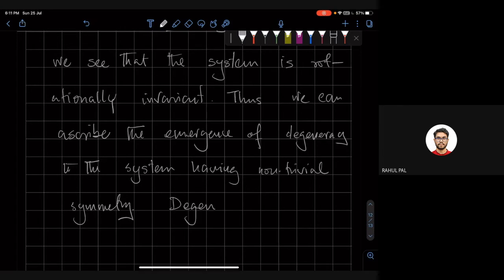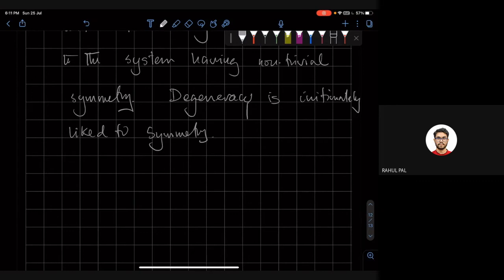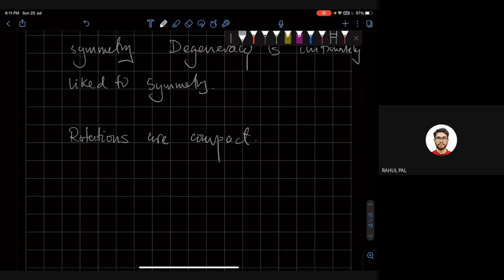It's not a very easy statement to make, and I'm not making the most general statement. Degeneracy is intimately linked to symmetry. In particular, degeneracy is related to symmetry which is generated by a compact group. So rotations are compact. What does it mean? For example, the rotation parameter has to be between 0 and 2 pi, right? Or in quantum mechanics, 4 pi, because for fermions we can have 4 pi.